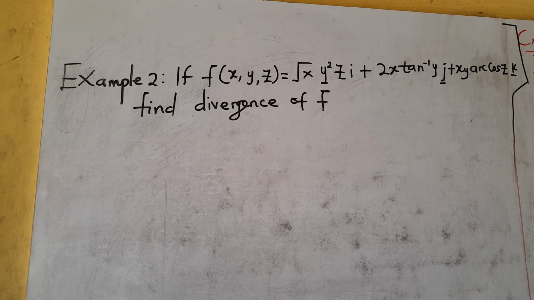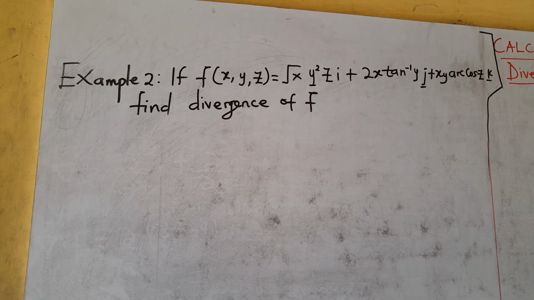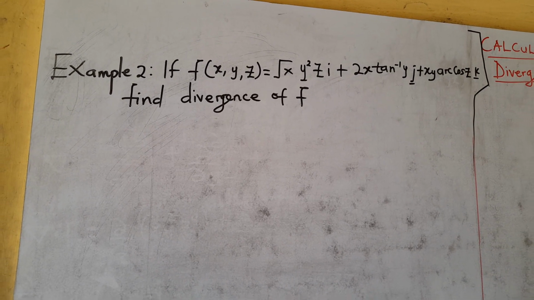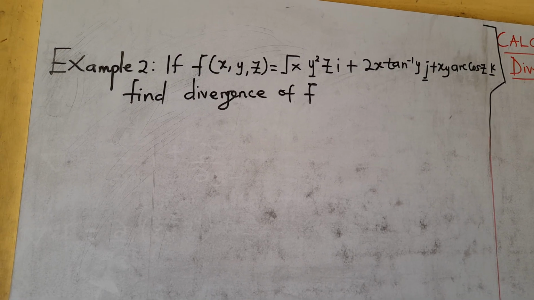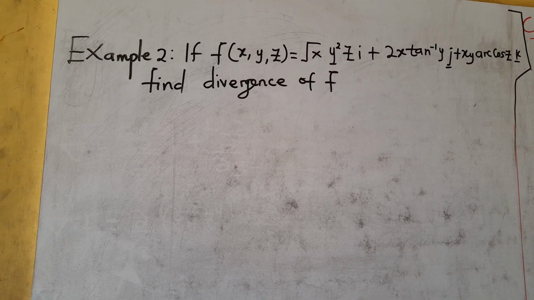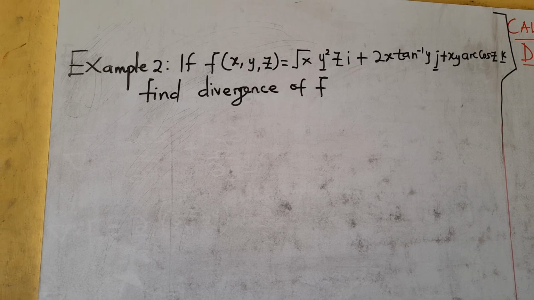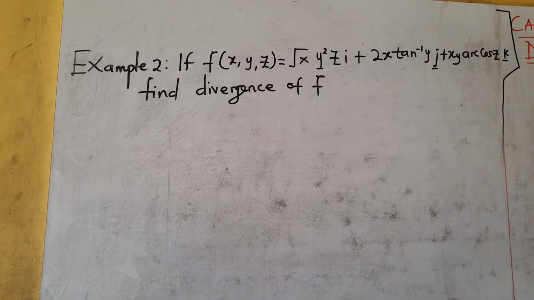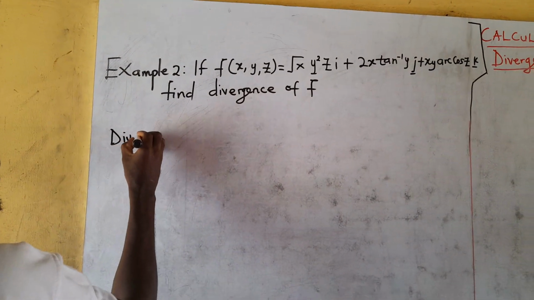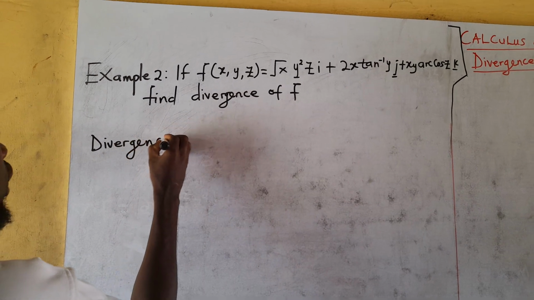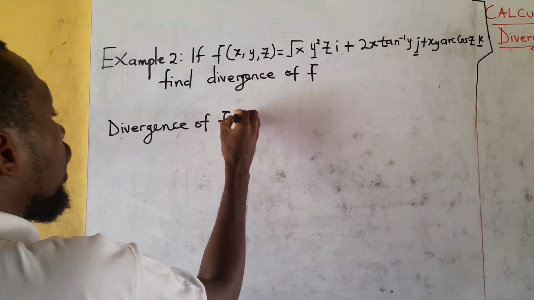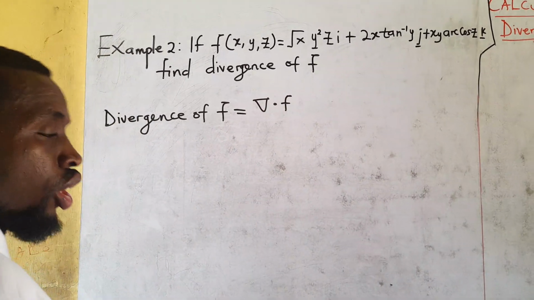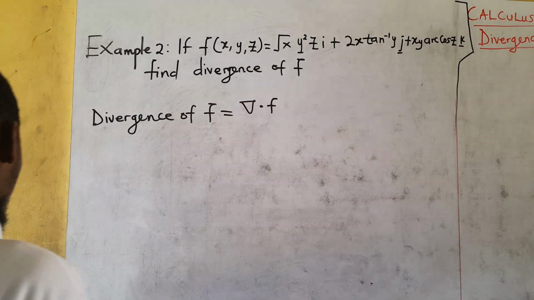They say if F depending on x, y, and z is equal to the square root of x y squared z in the i direction plus 2x tan inverse of y in the j direction plus x y arccos z in the k direction, we should find the divergence of F. Remember, the divergence of F is just the differential operator dot F, if you recollect very well. And what is the differential operator?